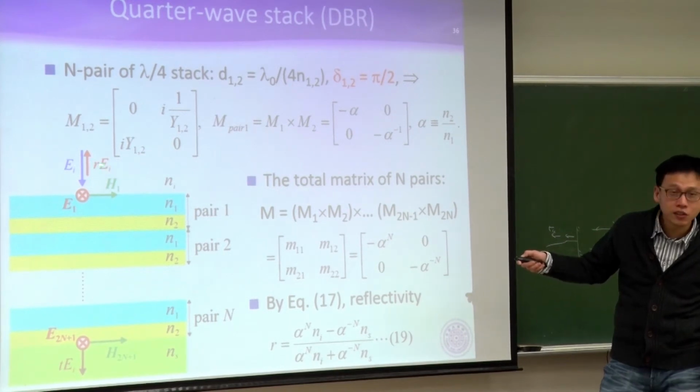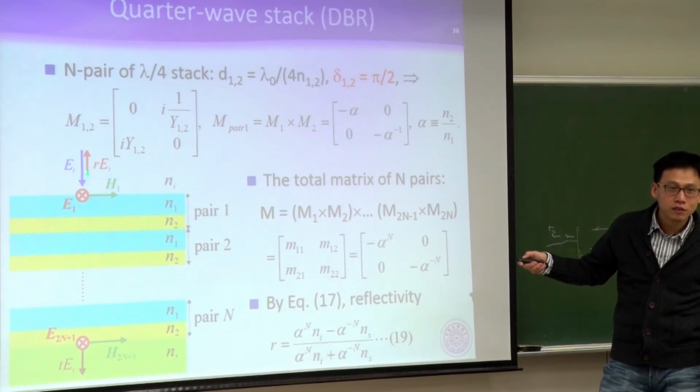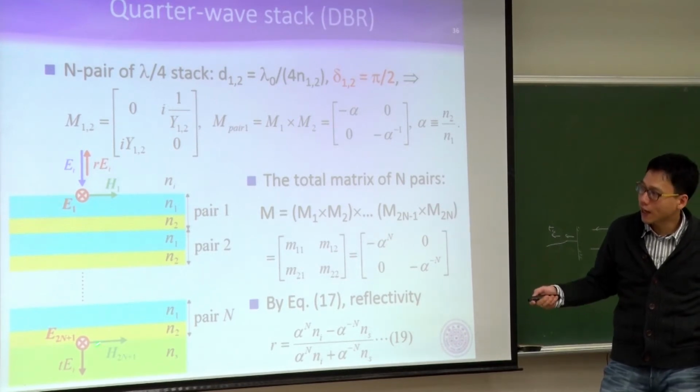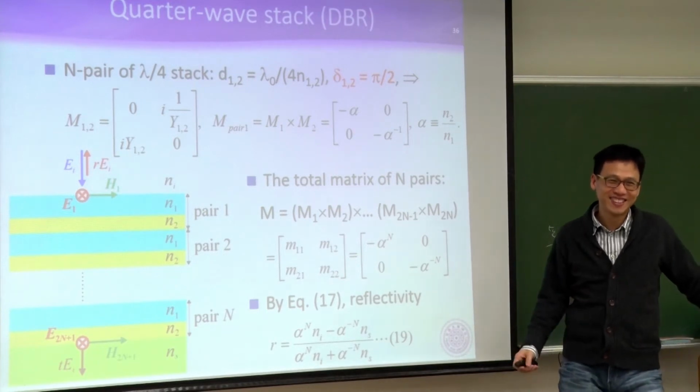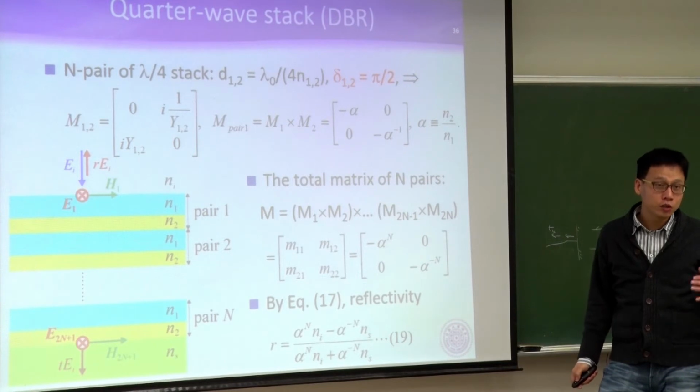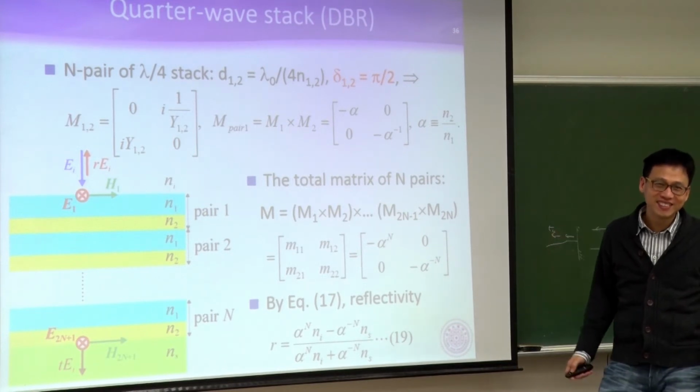Remember, small r is here. If r is close to 0, that means transparent, almost no reflection, right? So this is anti-reflection coating. If you make small r with a magnitude close to 1, it means reflector, not anti-reflection coating.